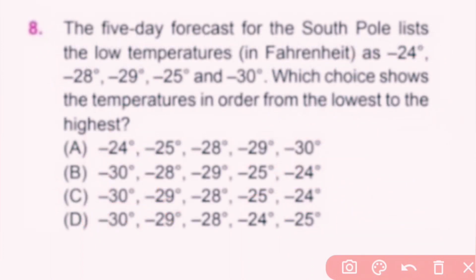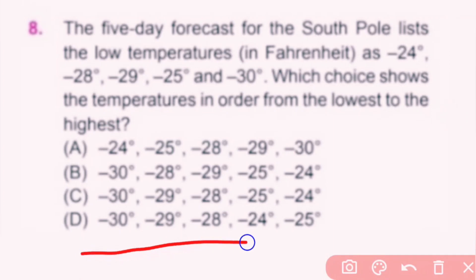Question number 8. The 5-day forecast for the South Pole lists the low temperatures in Fahrenheit as -24 degrees, -28 degrees, -29 degrees, -25 degrees and -30 degrees. Which choice shows the temperatures in order from the lowest to highest?